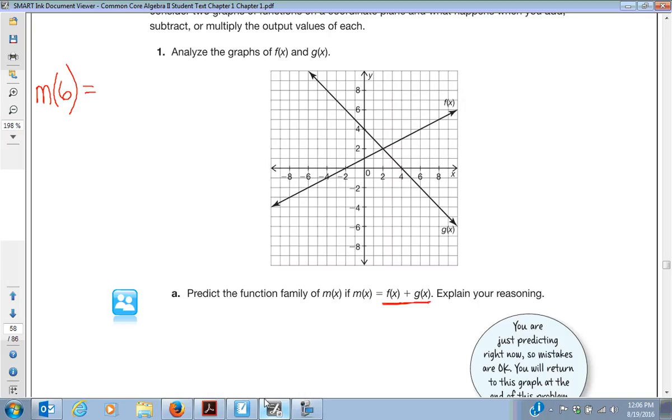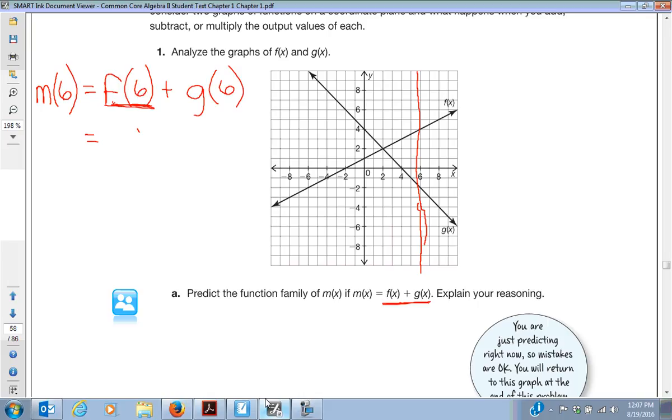What is that going to equal? f at, plus, and what am I looking for? This is going to be the y value when x is 6 of the f function. And I'll put that right here in its place. And I'm looking for the y value of the g function when x is 6, and I'm going to put that here. So what value am I looking for both times? The y. Does everybody see over here on my graph, this line right here is where x equals 6.